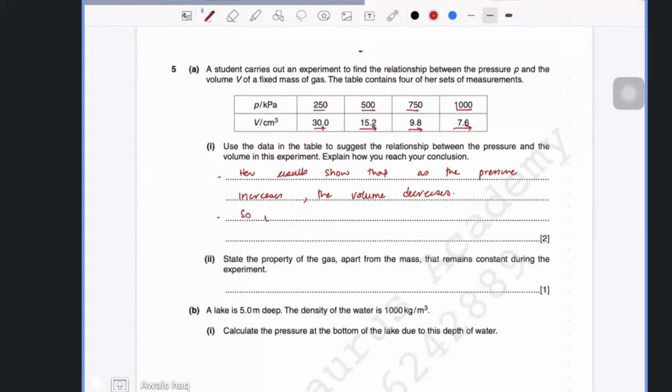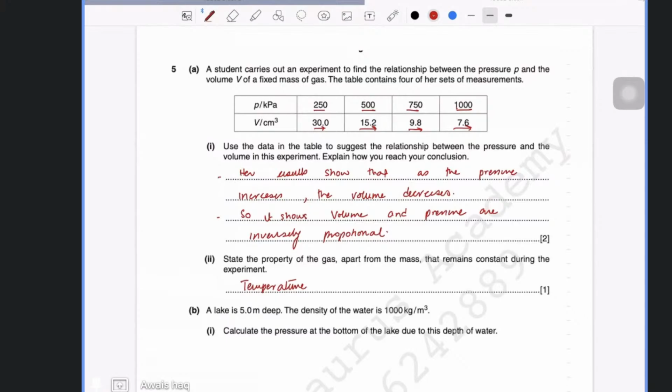so it shows volume and pressure are inversely proportional. Is it clear? Now, it says state the property of gas apart from the mass that remains constant during the experiment. That has to be the temperature, because when you're comparing pressure and volume, the temperature must stay constant at all times. That's very, very important.